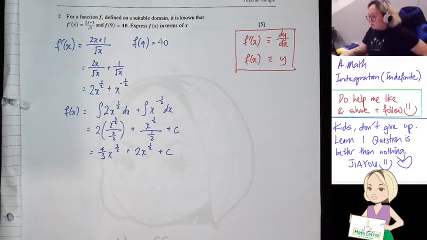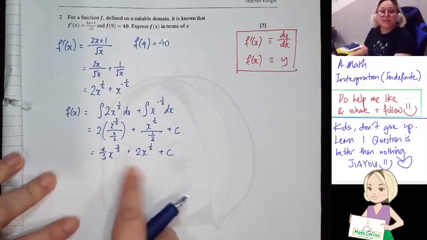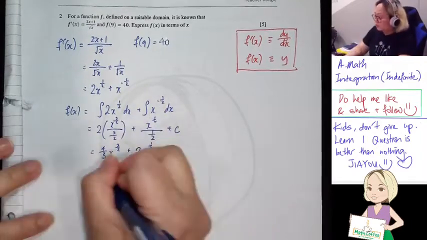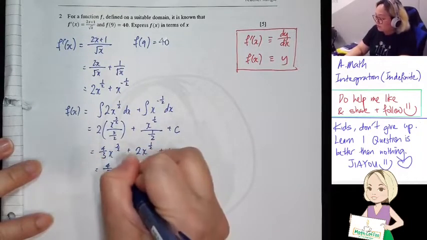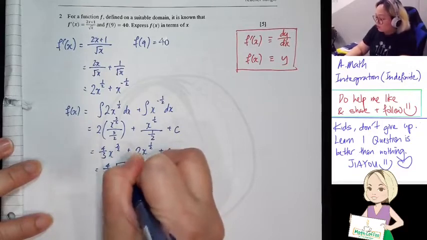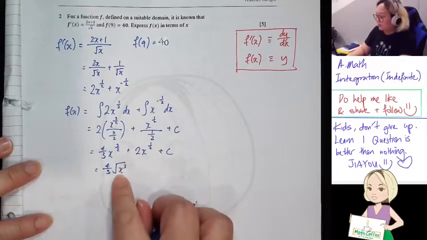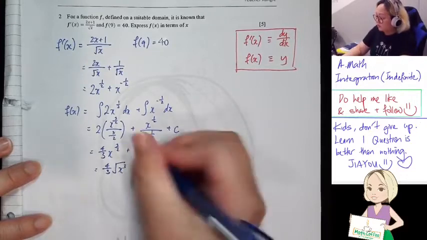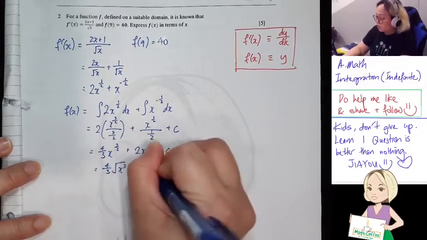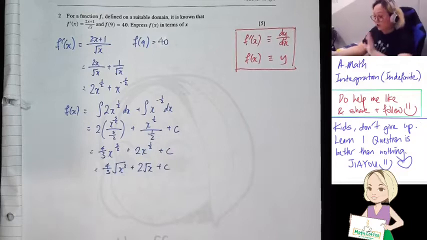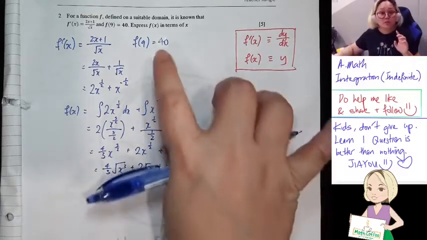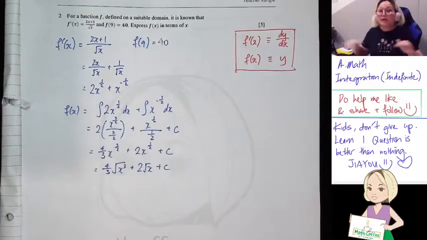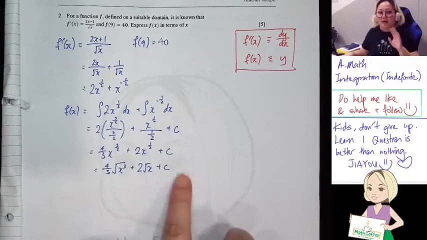Okay, so usually we will present it in the surd form. So you will write it as 4/3 square root of x cubed. The denominator 2 is the square root, and the cube is here. So plus 2 square root x plus c. We're not done yet because you're supposed to find f x. Complete f x. But now I still have an unknown c.